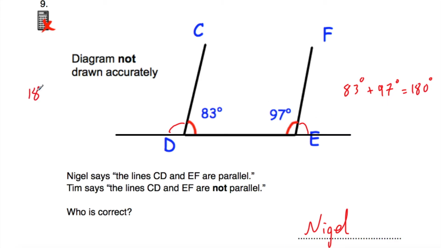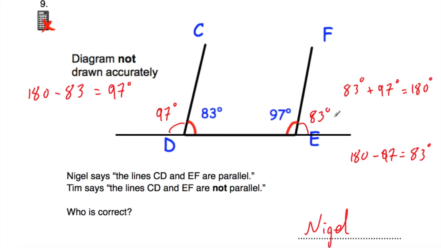So if we do 180 take away 83 degrees, that's equal to 97 degrees. So that means that this angle is 97 degrees. And then here, if we take 97 degrees away from 180, so 180 take away 97, that's going to be equal to, taking away 100 would be 80, and so it means that taking away 97 would be 83. So this angle is 83 degrees. And if we have a look here at the angles and look at these lines, you can see they're going in the same direction and they're both going off the line DE.